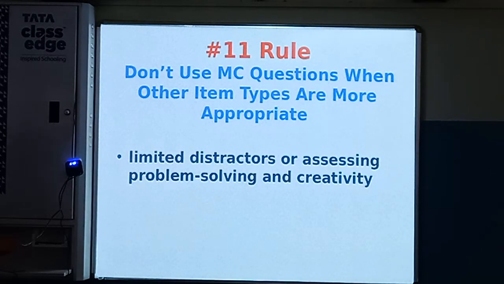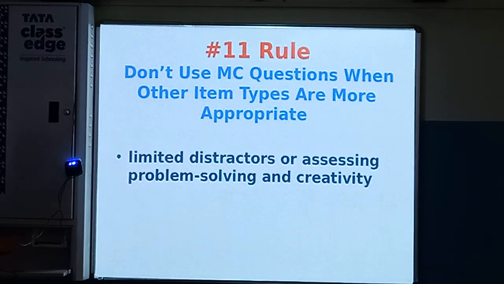Now rule number 11, don't use multiple choice questions when other item types are more appropriate. Multiple choice questions suit only certain topics or certain application parts of the theoretical portion of the syllabus. We cannot forcefully impose multiple choice questions in our assessment. If it is not appropriate for a certain group of topics or theory part, we should not force a multiple choice question on it.